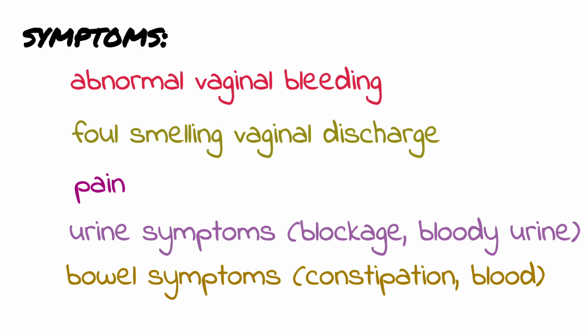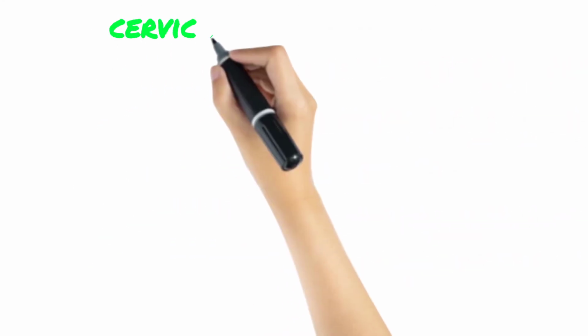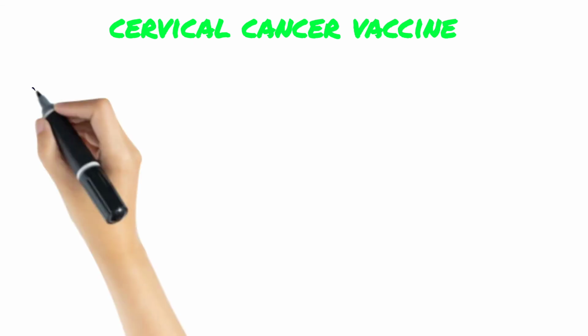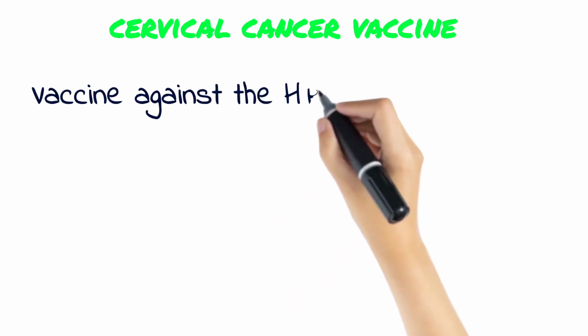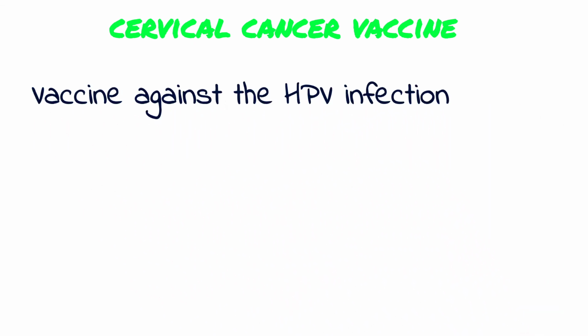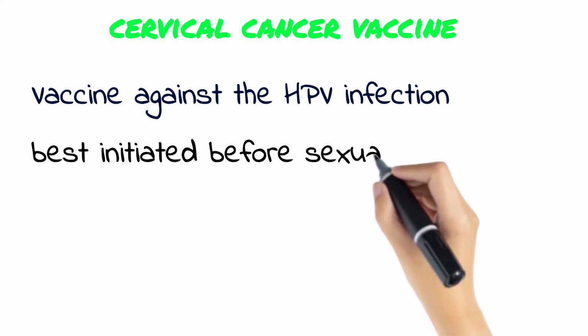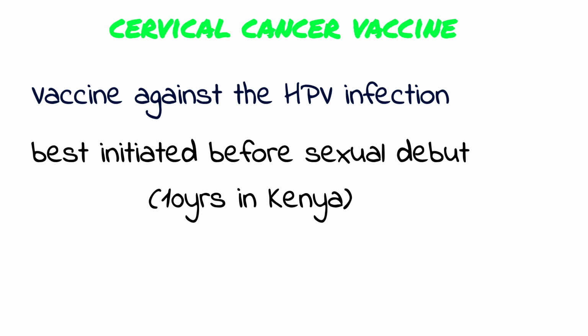Wow, now let's take a breather. Clearly, this is not a good disease to have, and any way to avoid the virus should be welcome. The good news is that there is a vaccine against the virus. It is effective in girls who have not been exposed to HPV, so it's important that it's administered early in a person's life. In Kenya, girls aged 10 years are encouraged to get it.